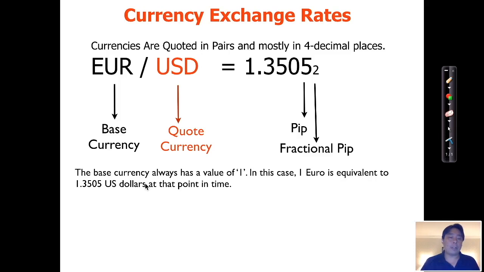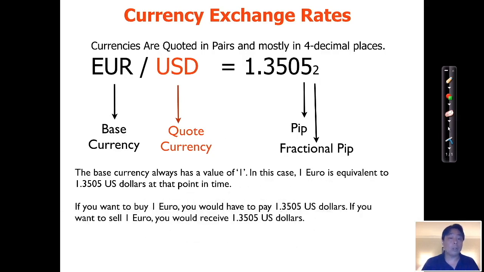So like I said, the base currency always has a value of 1. So in this case, euro, we're saying 1 euro. So in this case, what we're saying is that 1 euro is equivalent to 1.3505 US dollars at this particular point in time. So in other words, if you want to buy €1, you have to pay $1.3505 US dollars to buy €1. And if you want to sell €1, you would receive 1.3505 US dollars. So that's how you read a currency quote.